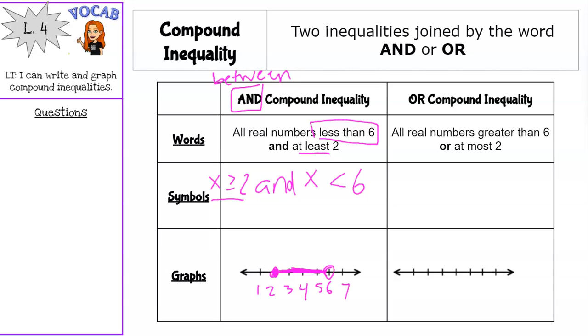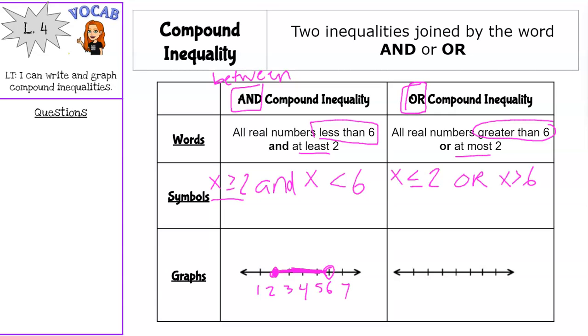So the opposite of that is an or compound inequality, so it's either one or the other. So in this case, we have all real numbers greater than 6, if x is greater than 6, or at most 2. So at most means 2 is the greatest the number can be. All the numbers are going to be smaller than that, so that's going to be less than or equal to.